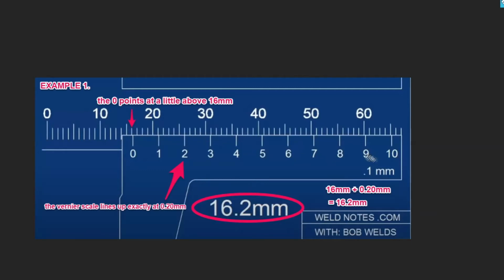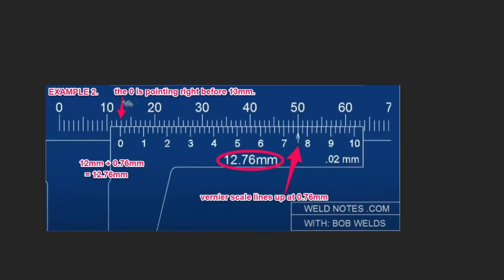So now we look at the vernier scale and we see where the vernier scale lines up the best. Now as you can see, this line of the vernier scale lines up with the main scale perfectly right over here. Do you see this line right here? It lines up perfectly. And the reading we get here is exactly 2. So this means that in total it will be 16 millimeters, which we got from here, and 0.20 millimeters, which we got from here, from the vernier scale. And add them up together, we get 16.2 millimeters as the final answer.